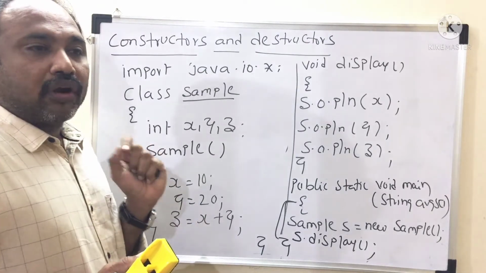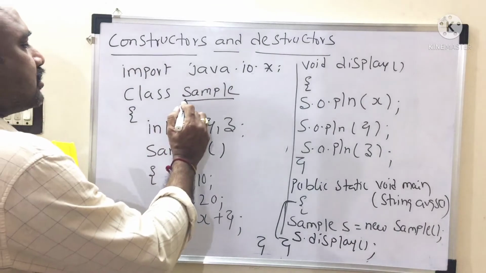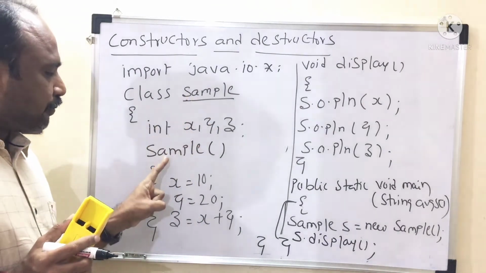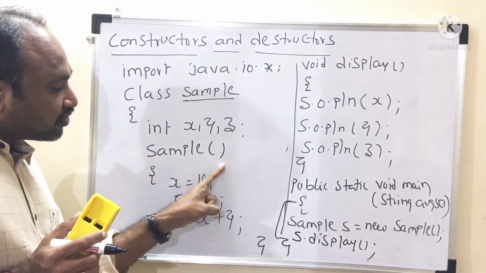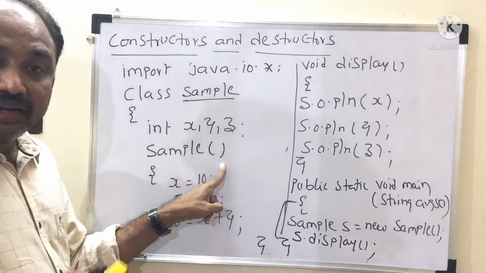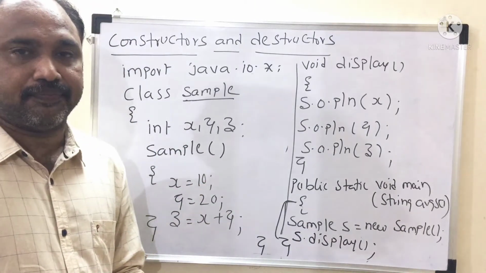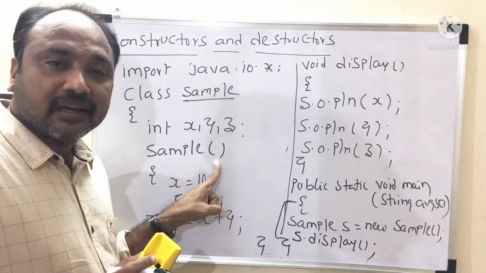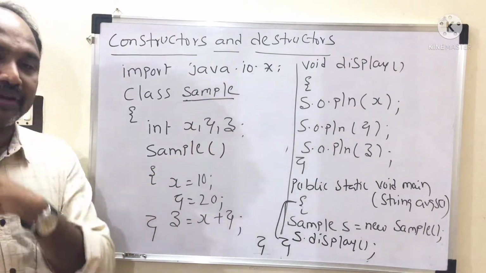Next, what are the properties of a constructor? First property, class name and method name are the same. A name followed by parenthesis is a method in Java. A name followed by parenthesis is a function in C language. But in Java, a name followed by parenthesis is what? Method. First property, class name and method name are the same.